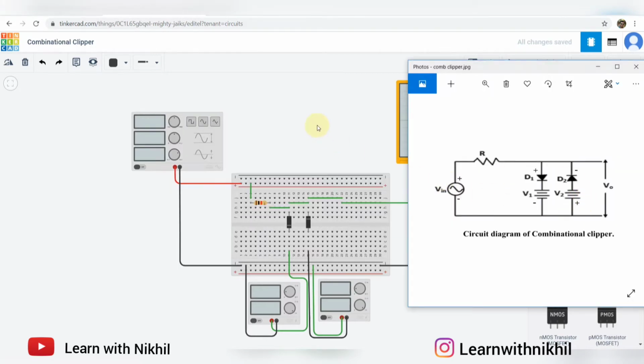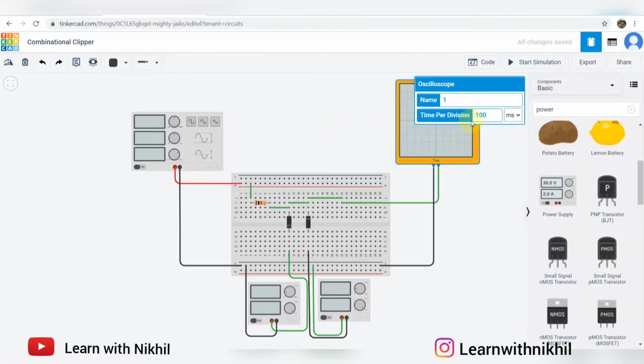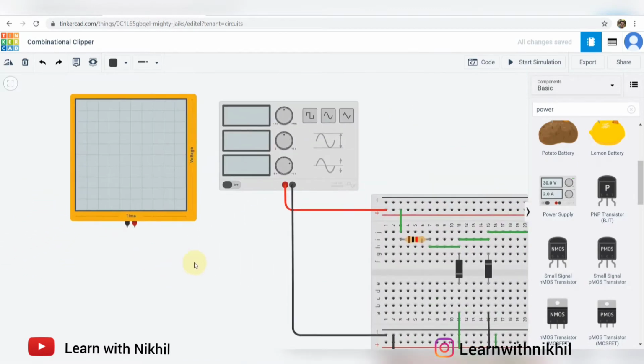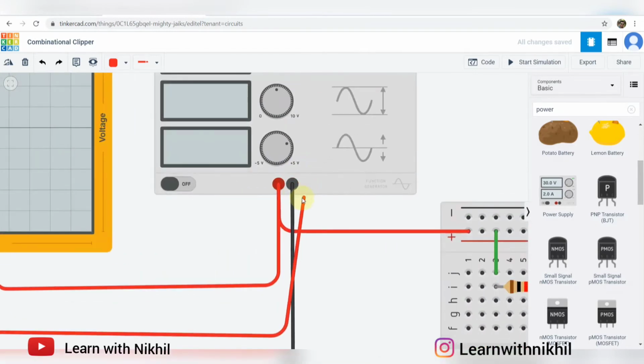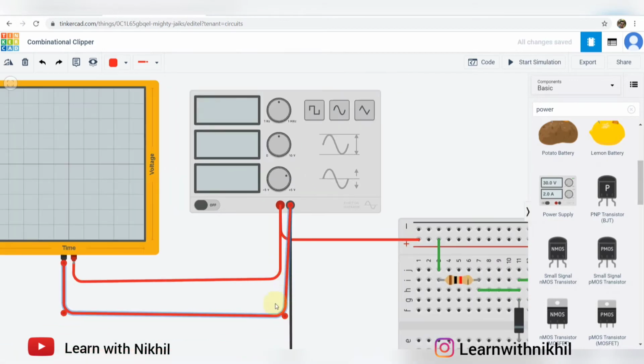You can check the input also. If you want to just check what supply we are providing, you can attach one more oscilloscope at the input side, where positive will be attached to the positive and negative terminal is attached to the negative. This will just give me the input supply. Our connections are done.